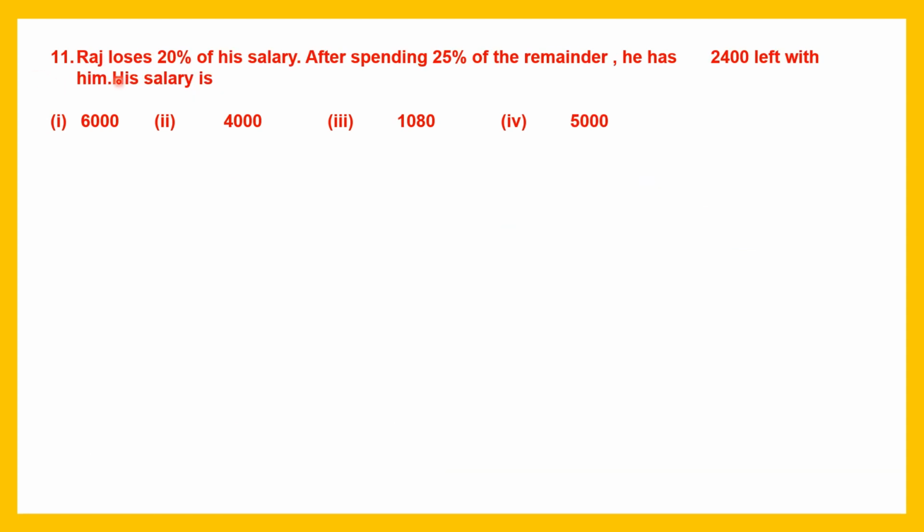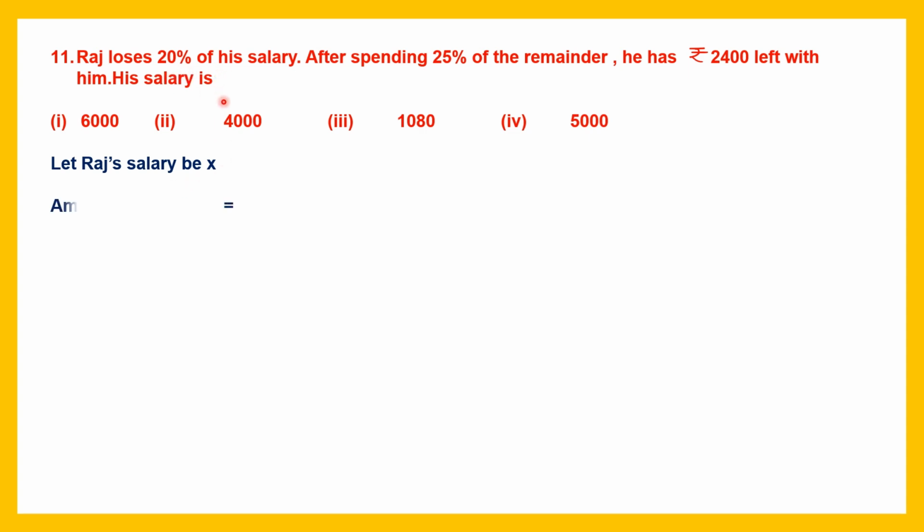Question 11. Raj loses 20% of his salary. After spending 25% of the remainder, he has 2,400 rupees left with him. His salary is which of these numbers? Okay, so let's go slowly. Raj loses 20% of his salary. So let the salary be x.